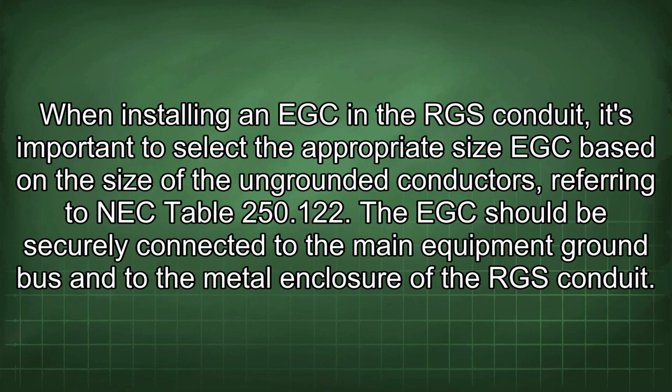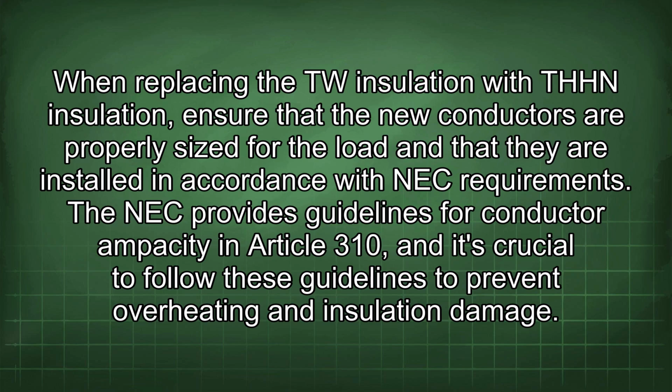When installing an EGC in the RGS conduit, it's important to select the appropriate size EGC based on the size of the ungrounded conductors, referring to NEC Table 250.122. The EGC should be securely connected to the main equipment ground bus and to the metal enclosure of the RGS conduit. When replacing the TW insulation with THHN insulation, ensure that the new conductors are properly sized for the load and that they are installed in accordance with NEC requirements.